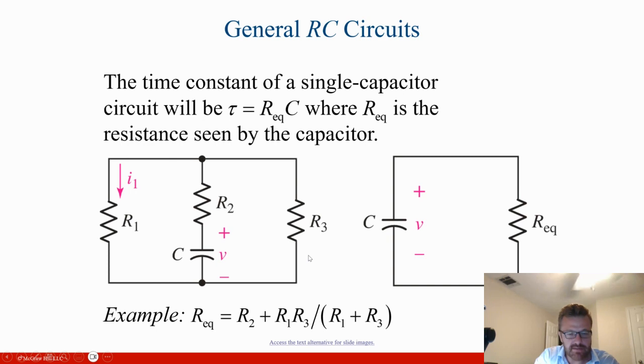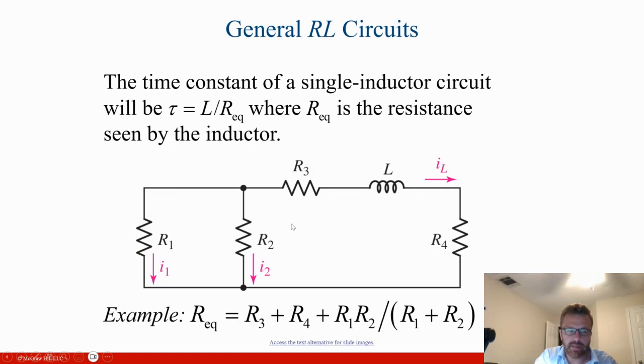Remember, when you have only two resistors, the easiest way to do parallel combinations is product over sum. So that's how they're getting this R2 plus R1 times R3 over quantity R1 plus R3.